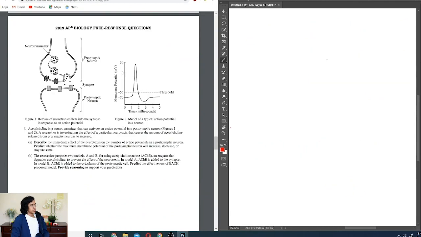Alright, acetylcholine is a neurotransmitter that can activate an action potential in a postsynaptic neuron. A researcher is investigating the effect of a particular neurotoxin that causes the amount of acetylcholine released from presynaptic neurons to increase. So, describe the immediate effect of neurotoxin on the number of action potentials. Okay. Predict whether the maximum membrane potential of the postsynaptic neuron will increase, decrease, or stay the same.